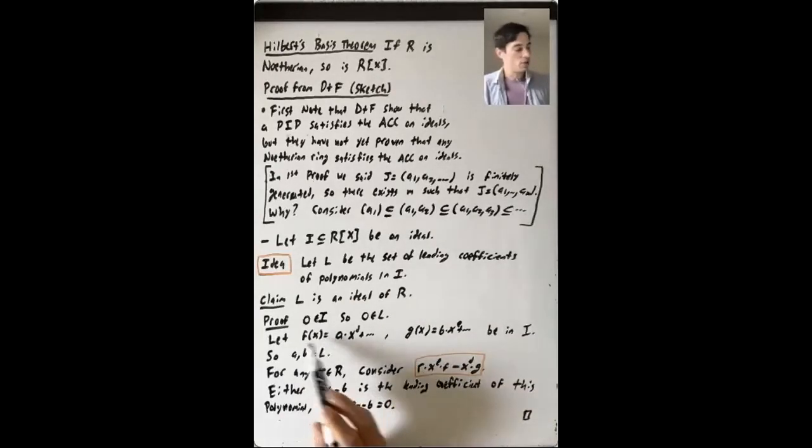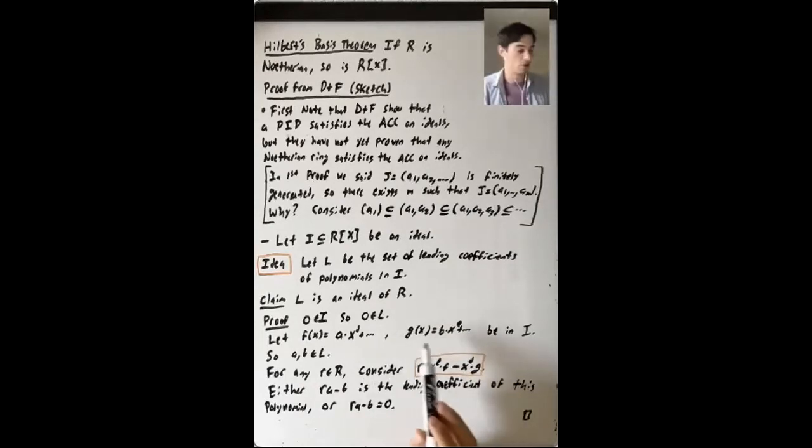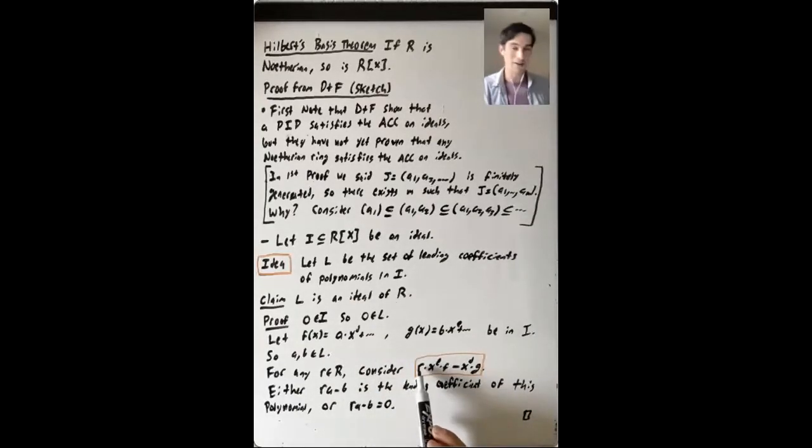Okay, so now let's take two polynomials in the ideal. f(x), which is a times x^d plus lower order things, x^(d-1), x^(d-2) times some coefficients. g is going to have leading term b times x^e, two polynomials in I. What does that mean? a and b are in L. So for any r in the ring, let's consider the polynomial r times x^e times f minus x^d times g.